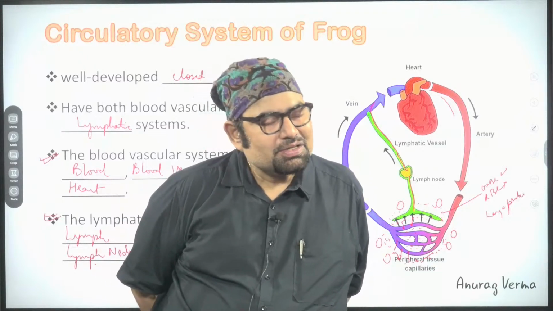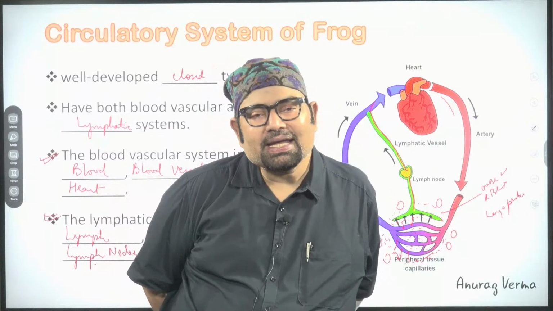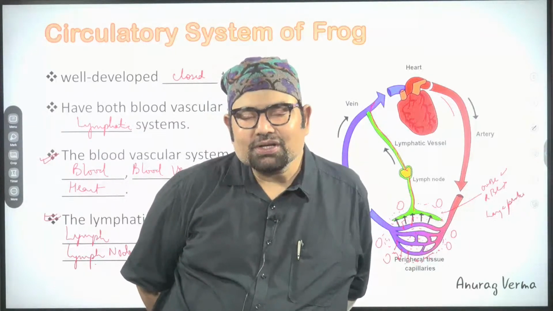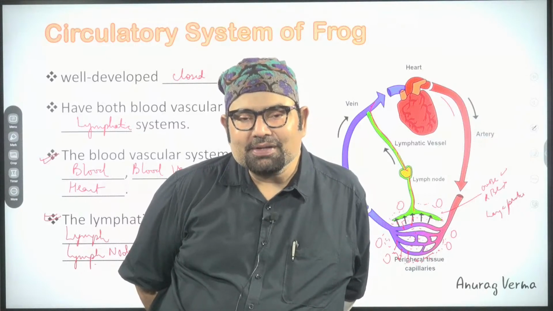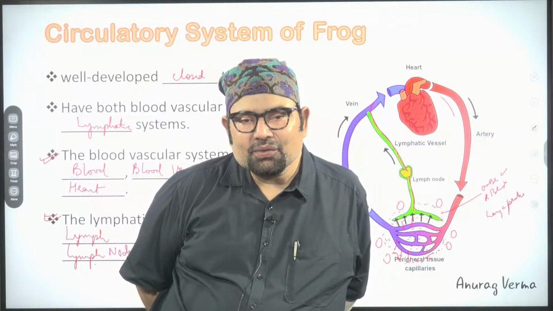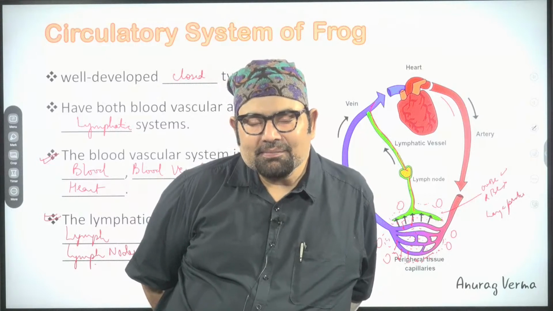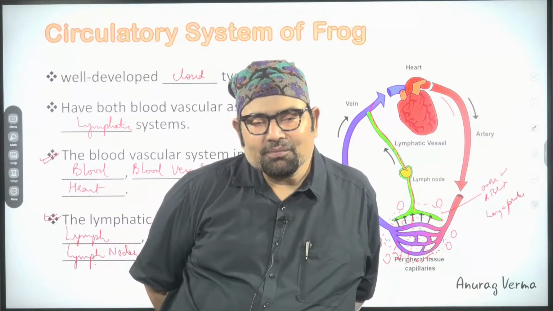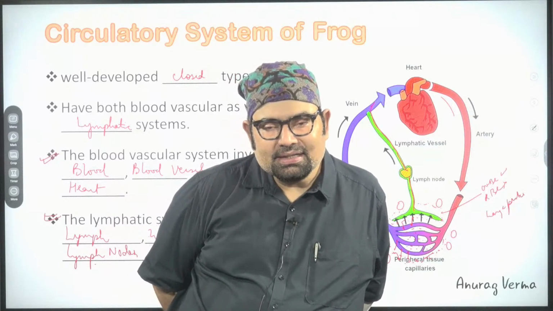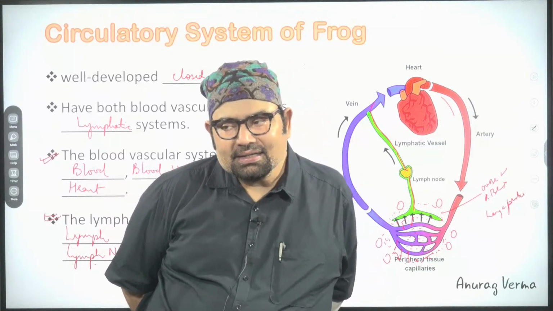Amoeboid action. So by amoeboid action, amoeba-like action, they can manage to come out from the tiny capillaries. Now you have to tell me, what is this phenomenon known as? The name begins with D, followed by I.